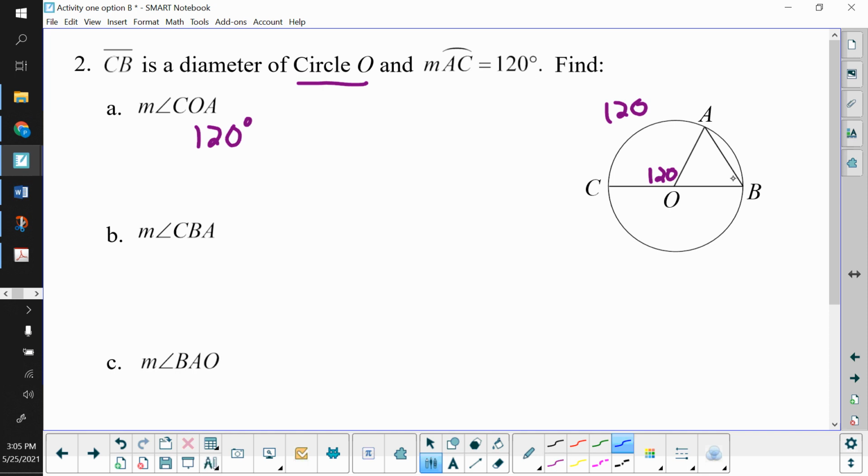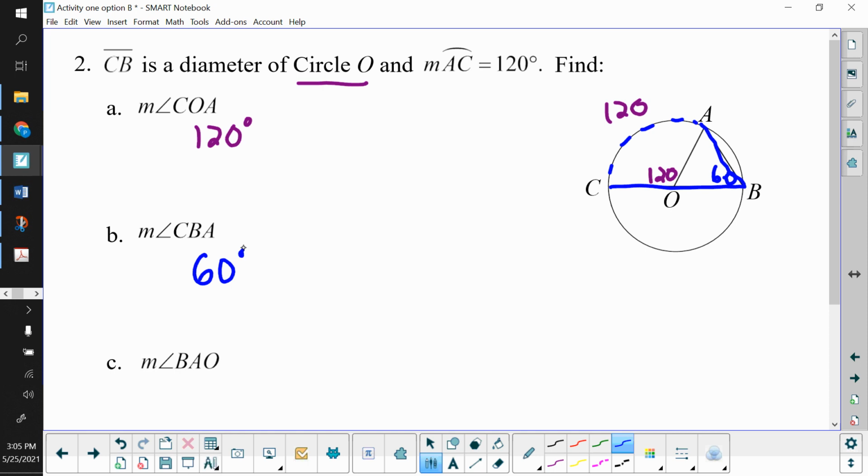CBA is this angle right here. Well, notice it's inscribed. Its vertex is on the circle. It opens up to that 120 degree arc. So half of that would just be 60 because inscribed angles are half of the arc they open up to.